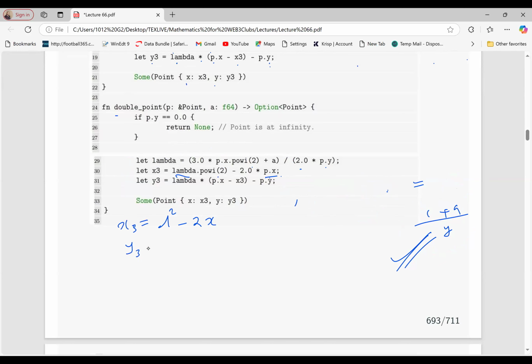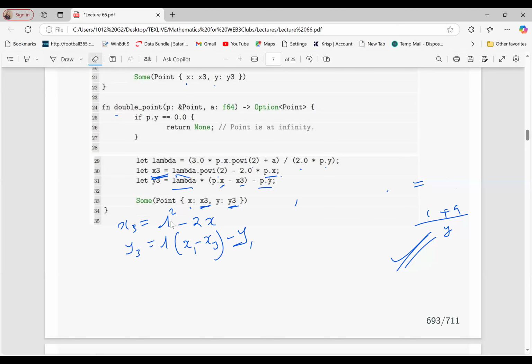What about y3? y3 will be the gradient lambda into bracket, the x value of P minus the x3 that we just obtained from here. Then the result subtracted by the y value of P. When that happens, you now come up with a point that has x3, y3, where x3 is the x value and y3 is the y value. So that is how this program runs.